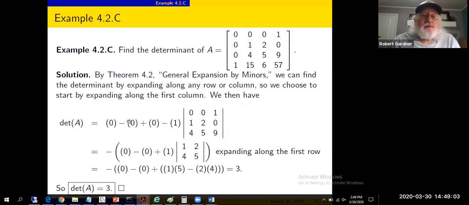So we've lost this stuff here. Don't lose the negative sign that's out front. Take the determinant of this. We'll have 0, -0, plus 1 times the determinant of this little minor matrix. 1, 2, 4, 5.